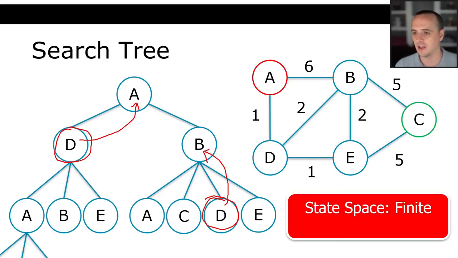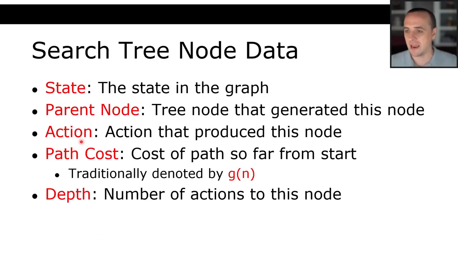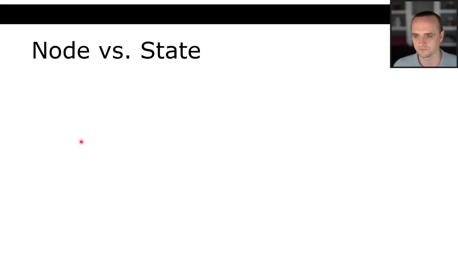So I understand that the visualization is a little bit confusing, but it's kind of the only way to visualize it like that. But these are nodes, not states. Wherever the line points back up, that is the parent of that node. So we may want to store all of this different data inside our nodes to help us with our bookkeeping as we go along. And we may want to store other things too, like optimizations, such as the legal actions or heuristics. We'll get into all that later, but you can store other data as well inside the node.